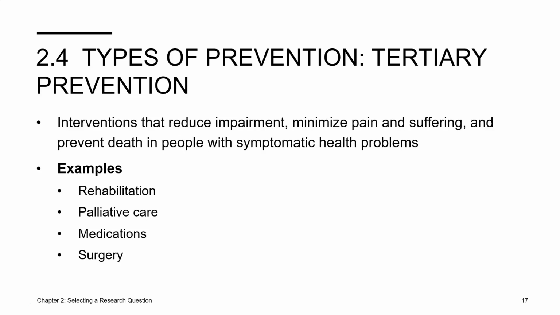Then tertiary intervention, or tertiary prevention, is the actual treatment. These are interventions that reduce impairment, minimize pain and suffering, and prevent death in people with symptomatic health problems. Examples here could be rehabilitation, palliative care, medications, and surgery.